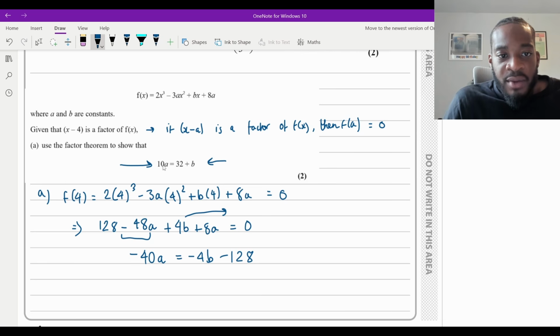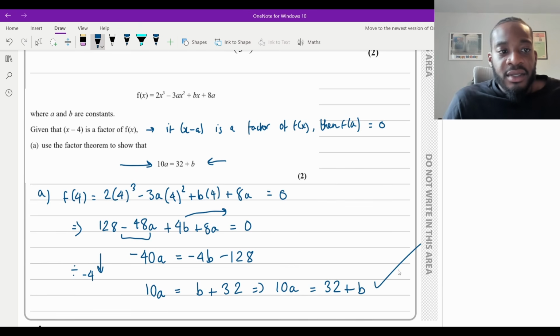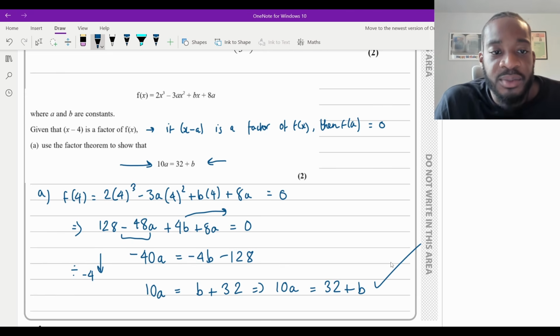Now, we need a positive 10. These all are divisible by 4, so I'm going to divide by a negative 4, aren't I? If I divide by negative 4, that becomes a positive 10. So that'd be 10a, a positive b, and then that would be 32, 64 over 2. Perfect. And obviously they want the 32 first, so just write it like this: 32 plus b. And that is part A. That is part A finished.